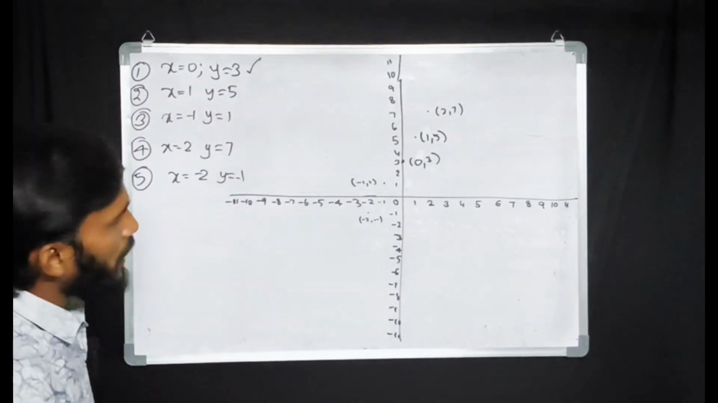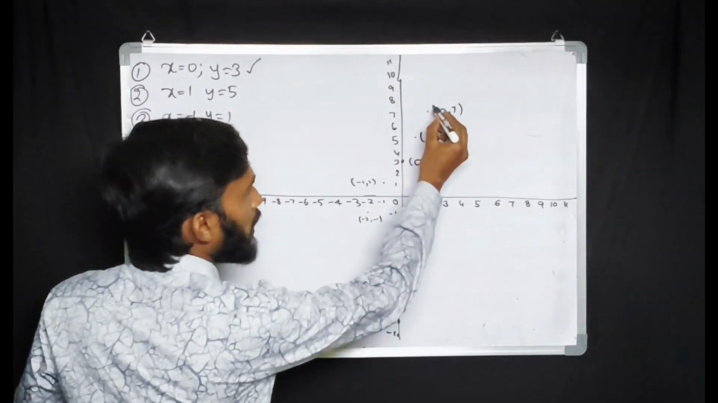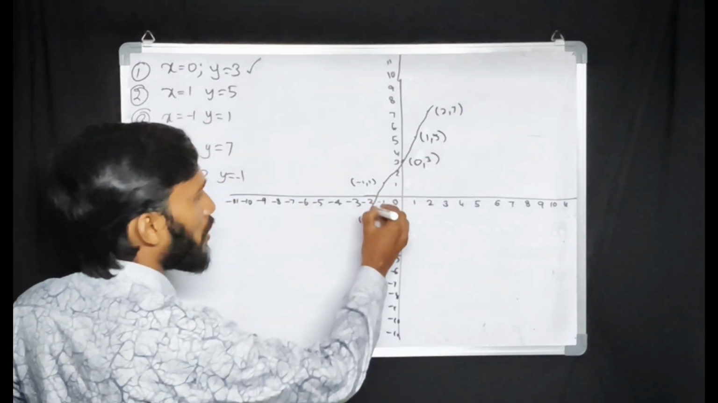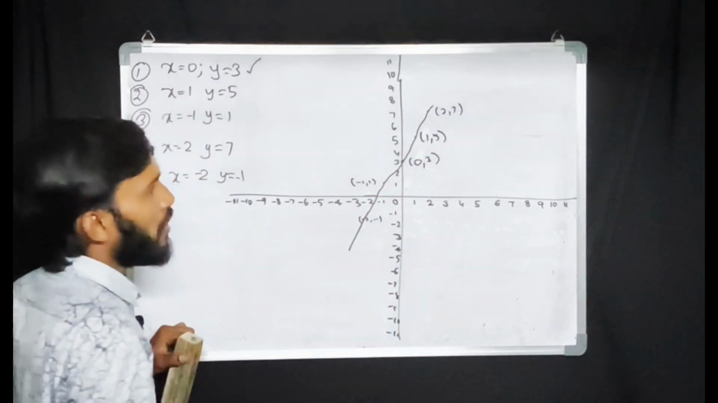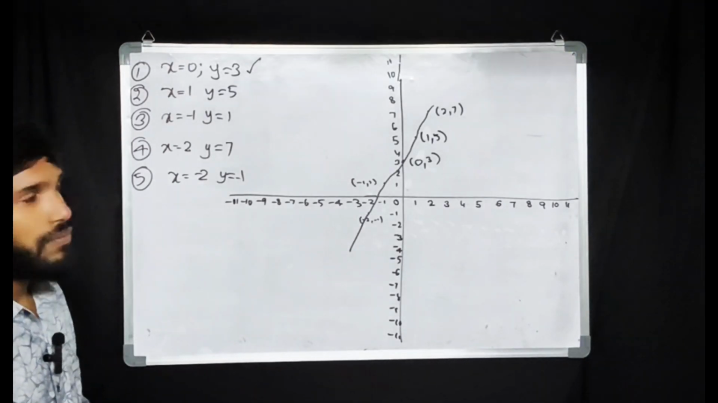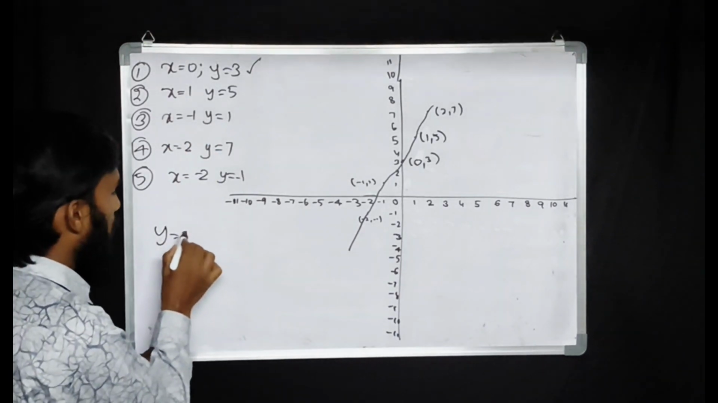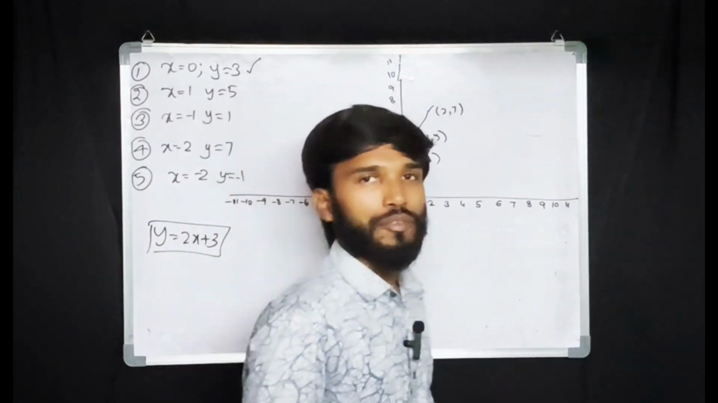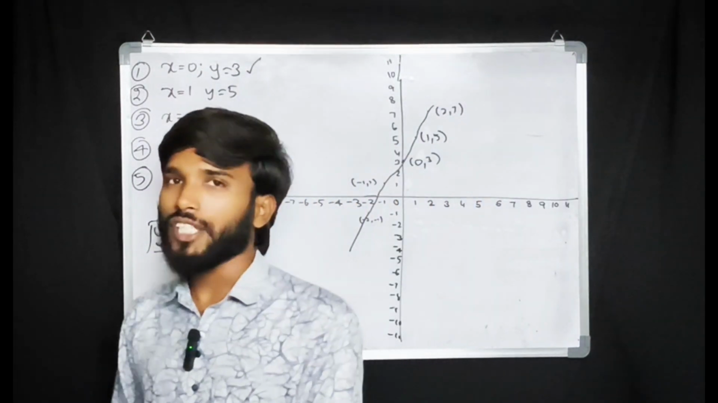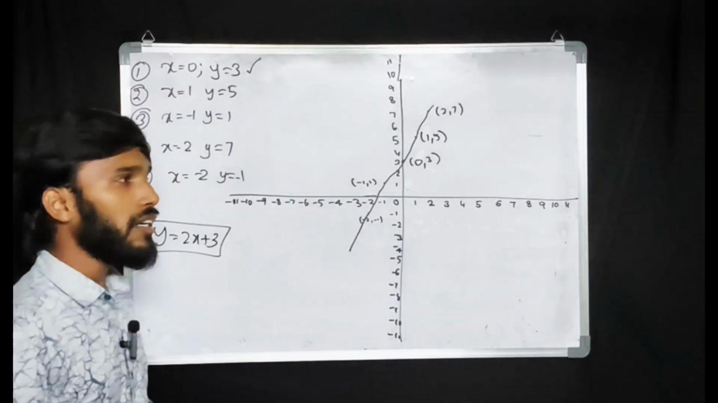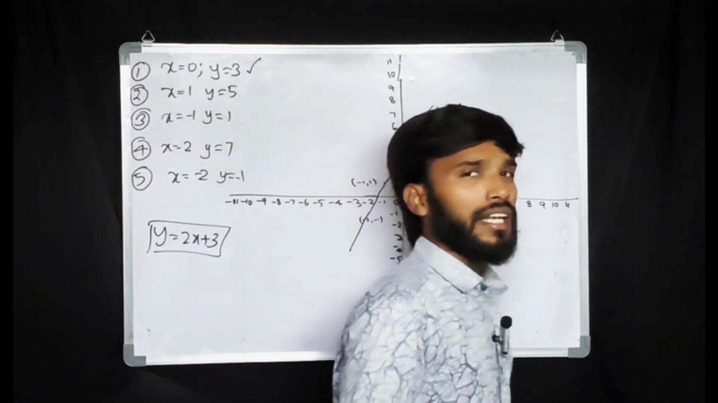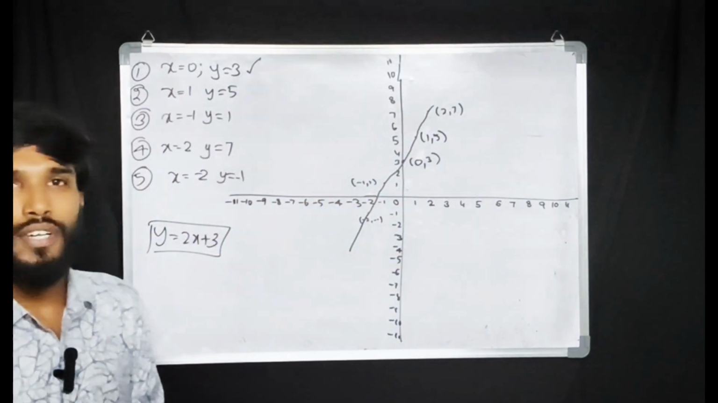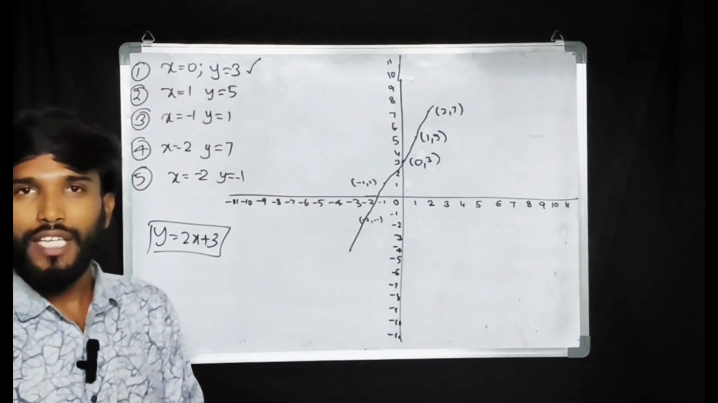If you join these points, what will happen? See, join these points. This is the graph of y is equals to 2x plus 3. Now understand the graphical meaning of zeros of a polynomial: the number of times the polynomial cuts or intersects the x-axis is known as the number of zeros of that polynomial.